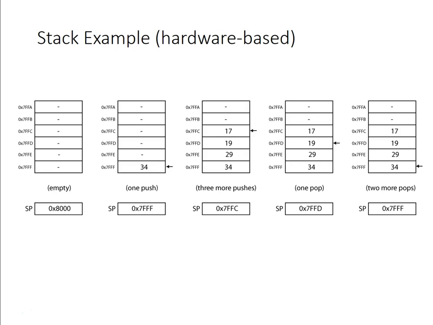Again, on the left here, my stack is empty, and the stack pointer is pointing to a default value. When I do the push, I'm going to decrement the stack pointer to allocate a new spot on the stack, and then write the value 34 into the memory. The same thing occurs when I do 3 more pushes. I move the stack pointer up 3 more addresses and put in those 3 pieces of data.